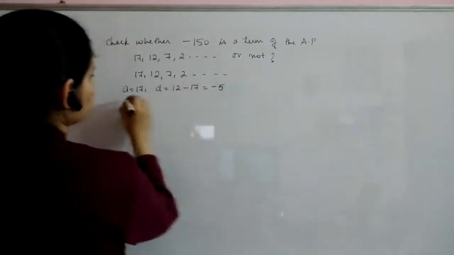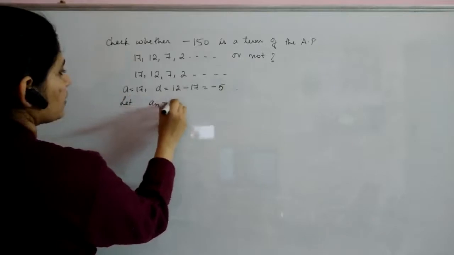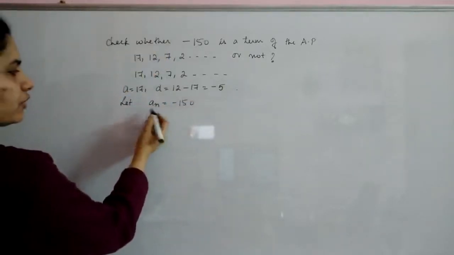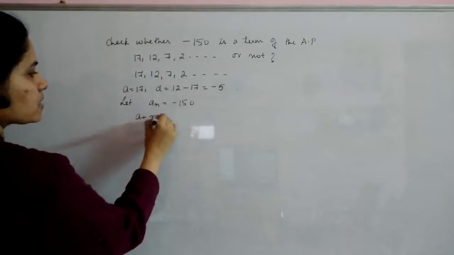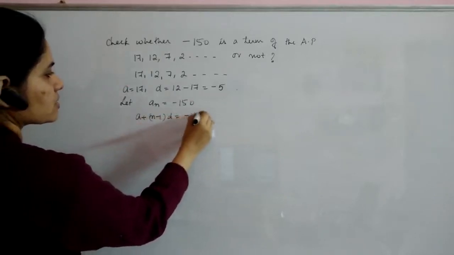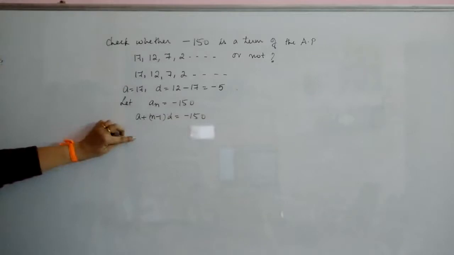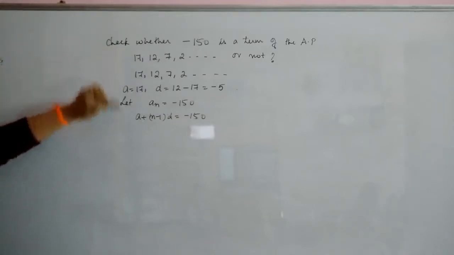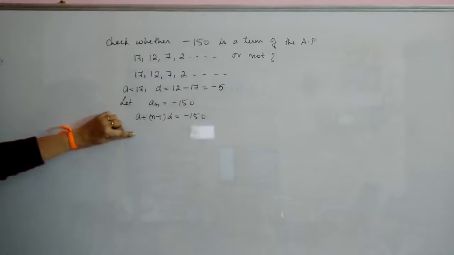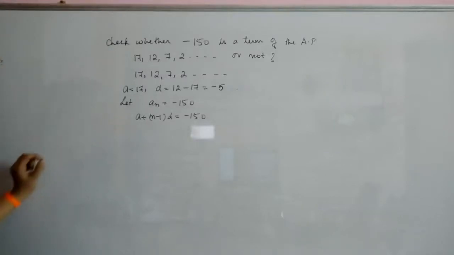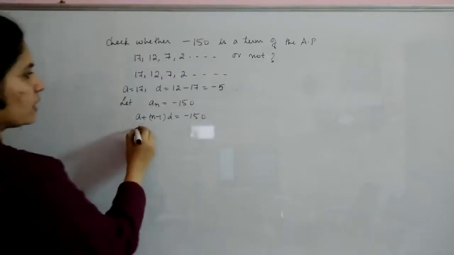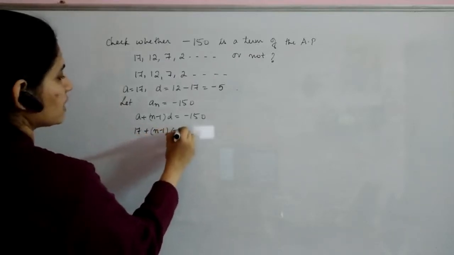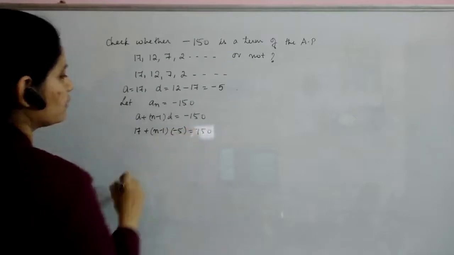And let an be the given term. Now use the formula for an, which is a plus n minus 1 into d is equal to minus 150. Now if you are getting n as a natural number, you can say that it is a term of the AP. If you are getting it to be a fraction or a decimal, you will say that it is not a term in the AP. What is a? Replace a, plus n minus 1 into d, which is minus 5, equal to minus 150.